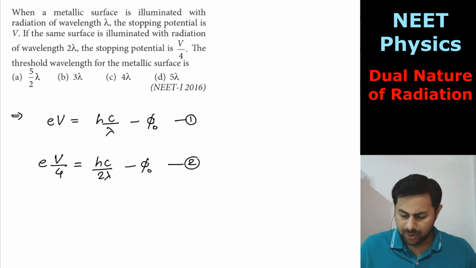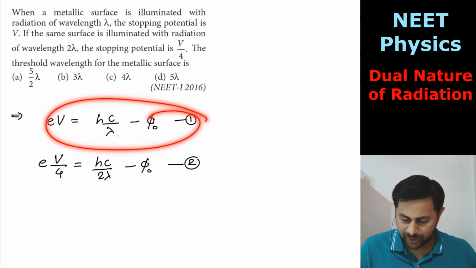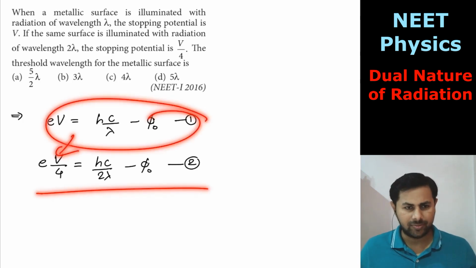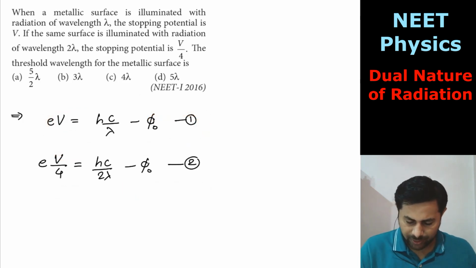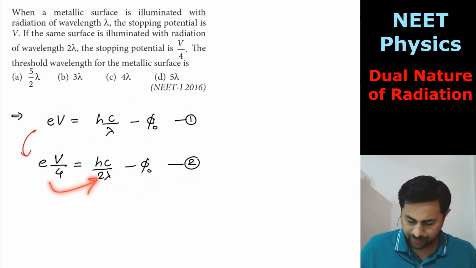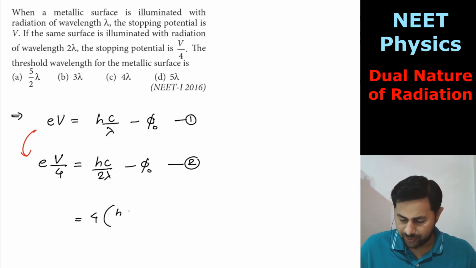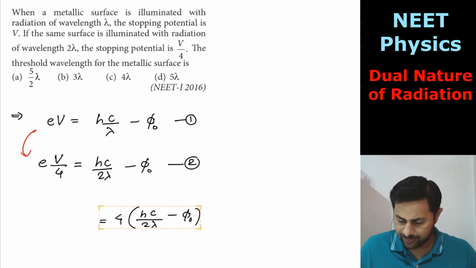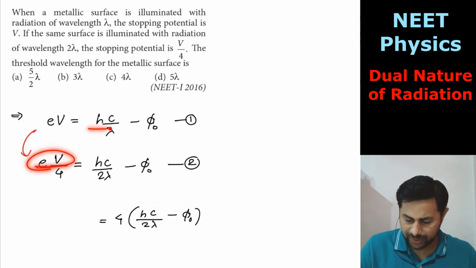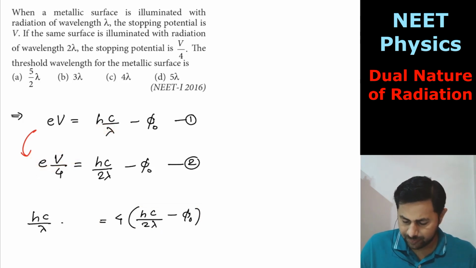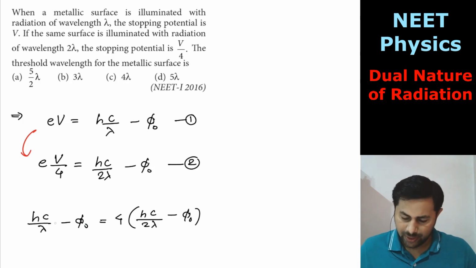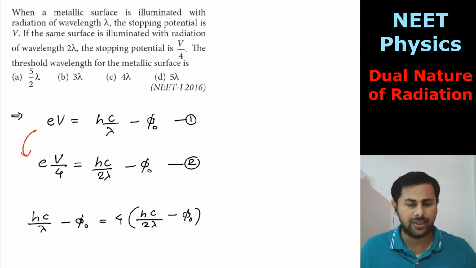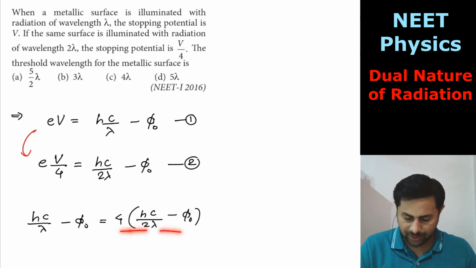Okay, then what we can do is we can substitute this equation 1 into 2, or we can solve them simultaneously, both things are identical. So let's substitute 1 into 2. So if we do that and take this 4 on this side, 4 times hc by 2 lambda minus phi naught, and what remains on this side is eV only, and that is hc by lambda minus phi naught. Okay, and what we want is the threshold wavelength. So first let's find out what is phi naught, and then we'll get the threshold wavelength. So just multiply this out. So what do we get?